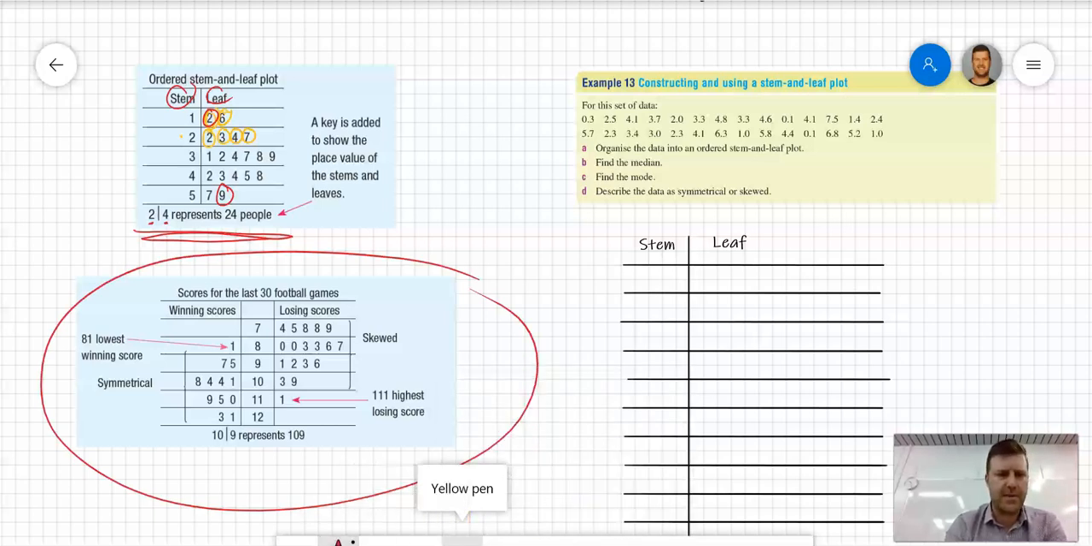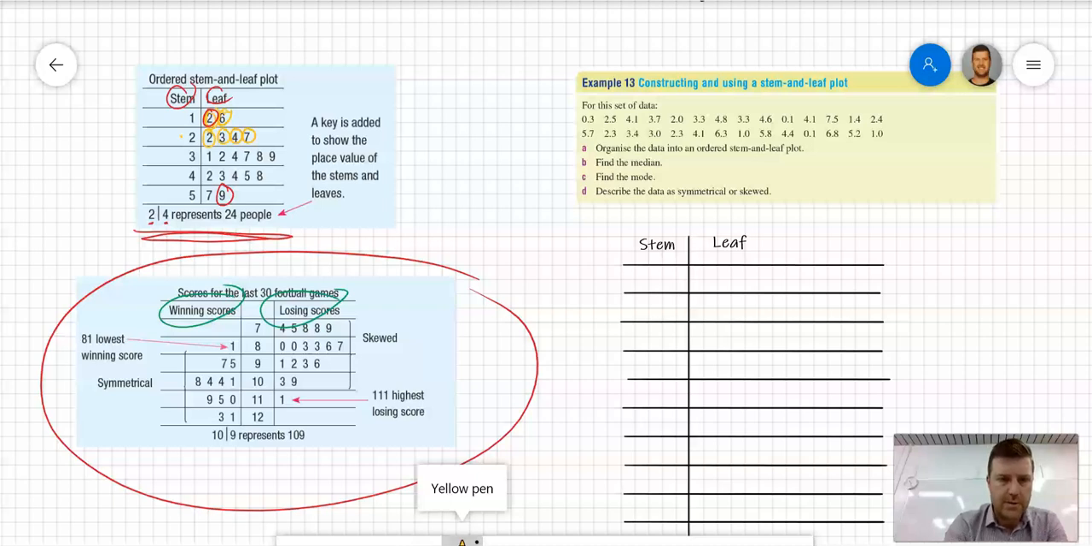Now, the next thing I want to show you is a back-to-back stem and leaf plot. So a back-to-back stem and leaf plot actually compares two sets of data. So we've got here, this example is the scores from the last 30 football games. On the left-hand side of the stem and leaf plot, I've got winning scores, and on the right-hand side, I've got the losing scores. And again, you can see that it's ordered.